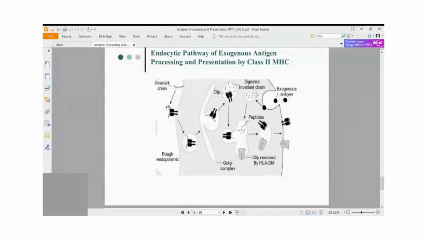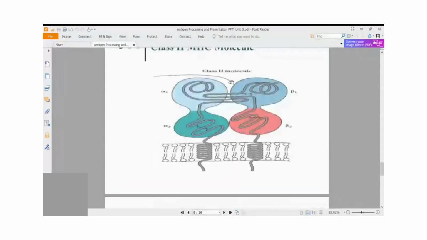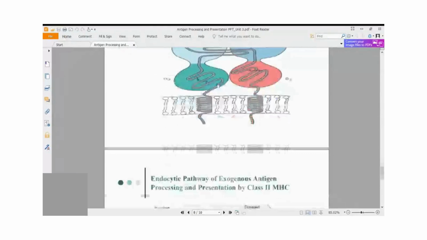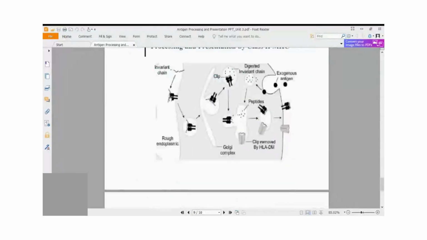That invariant chain comes and lodges itself on the antigen groove, made up of alpha 1 and beta 1, sorry, on the surface. It will bind there. And you know that class 2 MHC can bind peptides of 13 to 18 amino acids in length, and the chain overhangs on either side. Now once the invariant chain is bound, that molecule is protected.